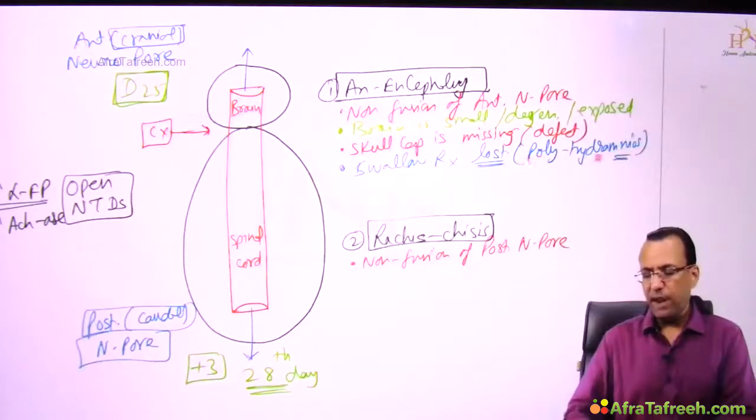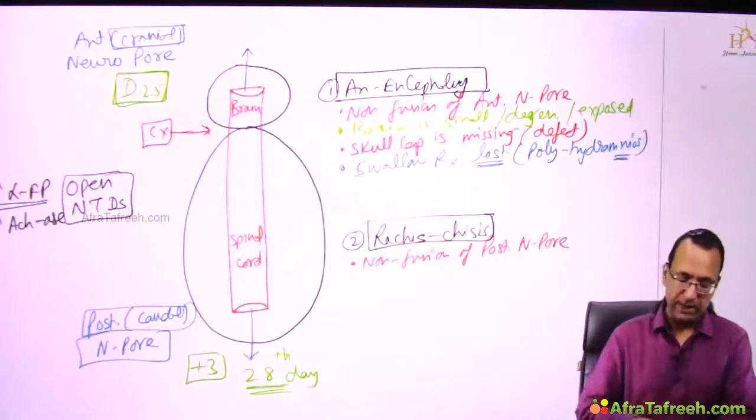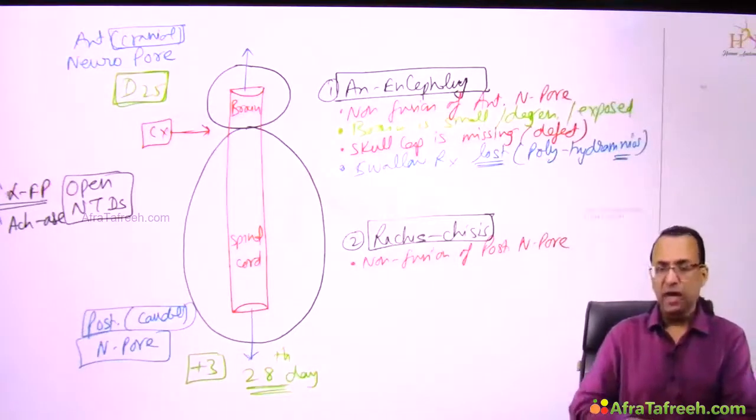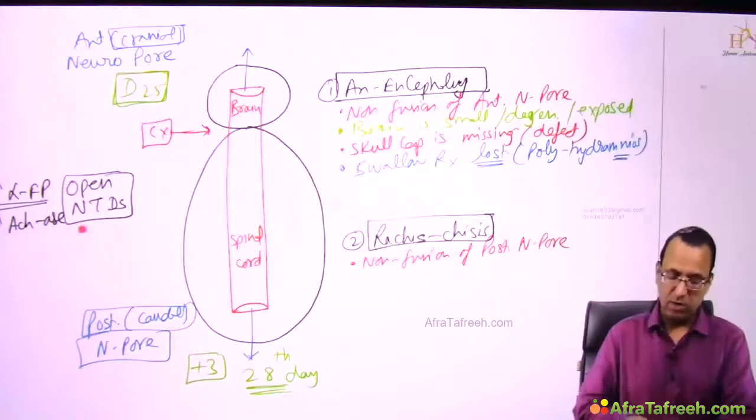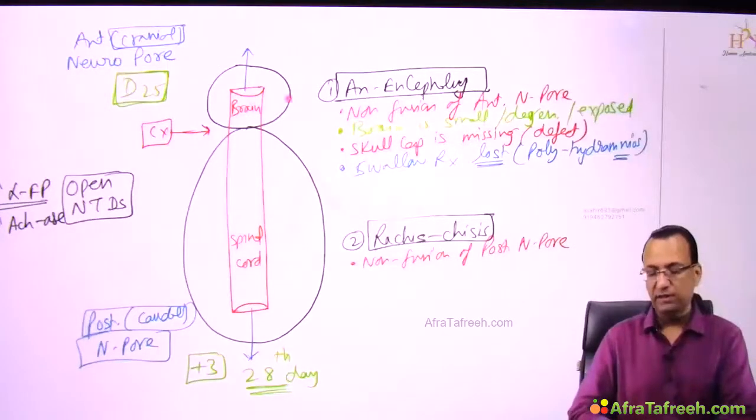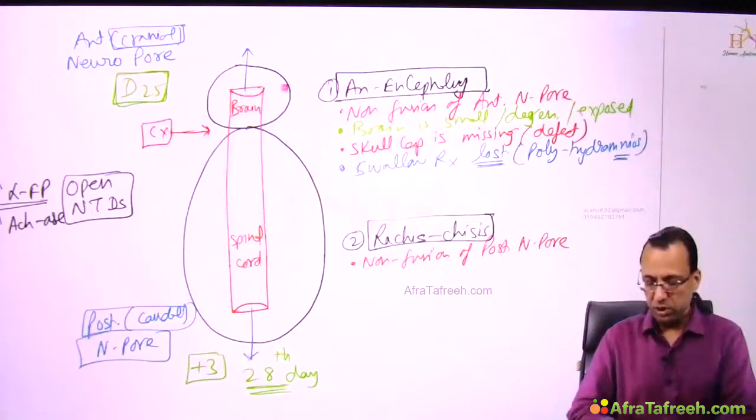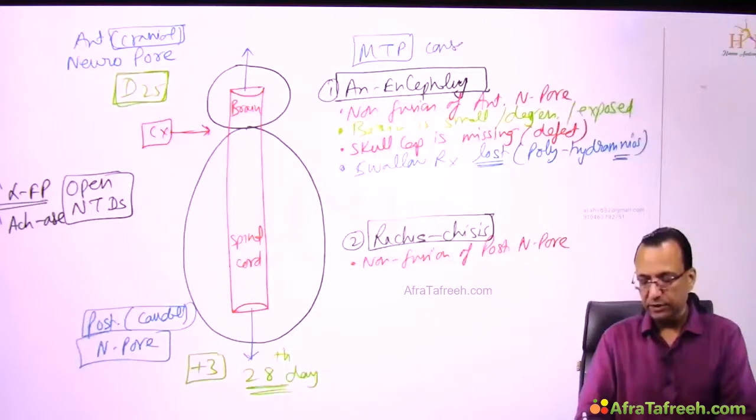A lady with polyhydramnios came to you. What do you do? I check for alpha-fetoprotein. And what if you find it high? I check for acetylcholinesterase. And what if you find that high? Then I do an ultrasound and I find anencephaly. Then I'll advise the parents for medical termination of pregnancy after taking consent.